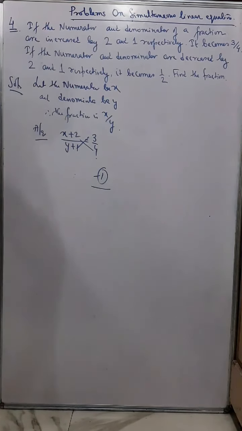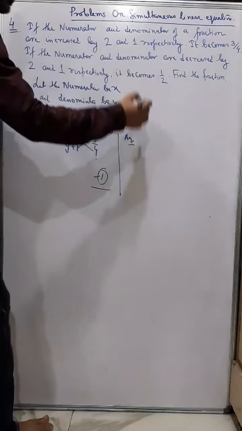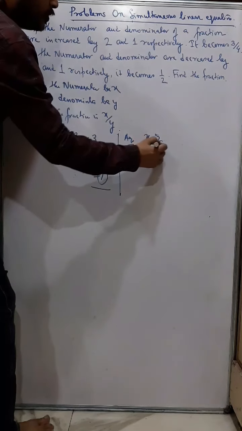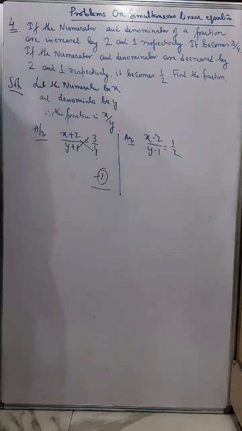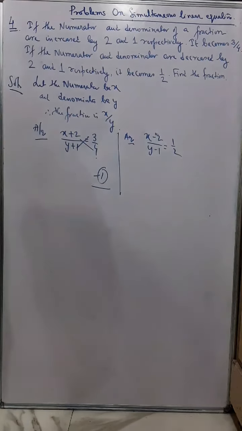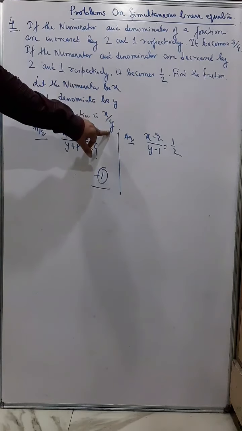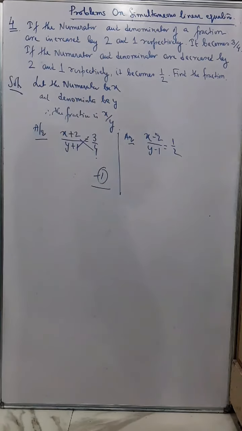And similarly the second one. Second one also, it will be minus because they told decrease. So x minus 2 by y minus 1, and that will be how much? 1 by 2, and from there you will get the second equation, and then after solving you will get the fraction. Okay, your answer will be x by y. So suppose you get 2 and 3, so your answer will be 2 by 3, like this. Okay.